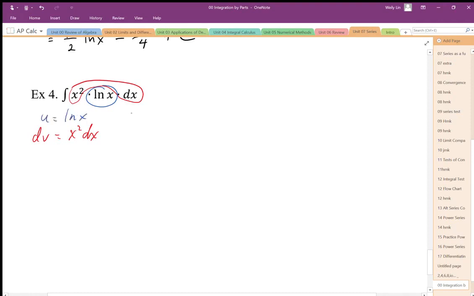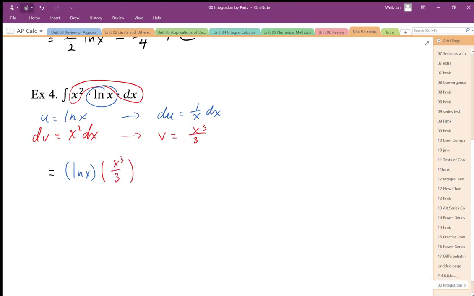Okay, I need to generate my parts, du by differentiating. My v is by integrating. So I have dv, so I integrate to get v, which is x cubed over 3. Now that I have my parts, apply the formula. Okay, the formula is u times v. There's my u. This is my v for the function, x cubed over 3. There's the v part of my formula.